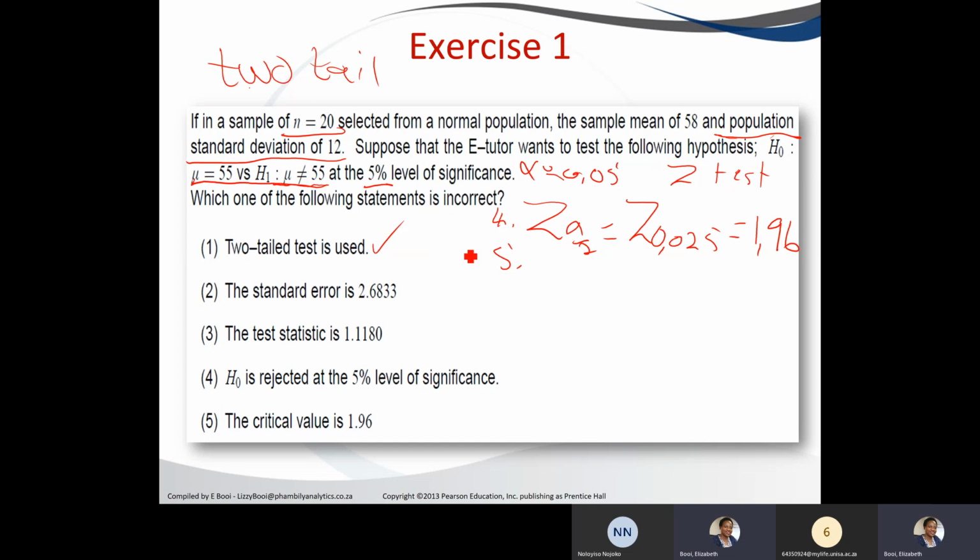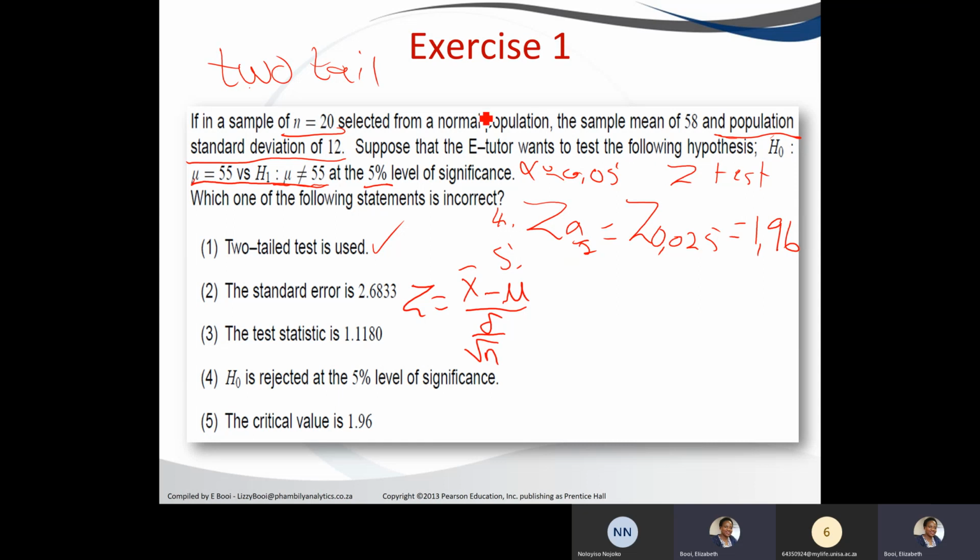Step number 5, we calculate the test statistic. Z is equal to the sample mean minus the population mean, divided by the population standard deviation divided by the square root of n. Everything underneath in the equation, we call the standard error. So let's rewrite this because I want to substitute the values: Z equals the mean minus the population mean divided by the population standard deviation divided by the square root of n.